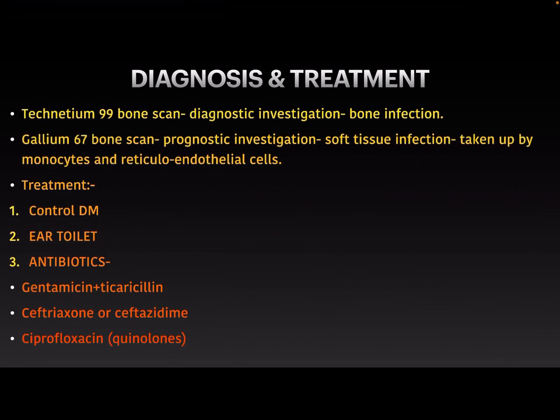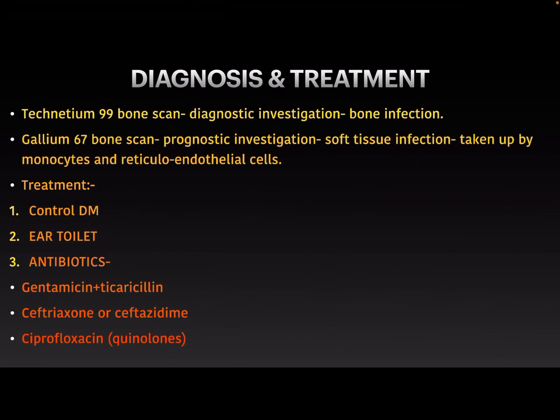Moving on, diagnosis and treatment. So what do you do for diagnosis? First you have to see if the bone has already been involved. So for that you can do a technetium 99 bone scan, and this is a diagnostic investigation for bone infection. You can see if the bone is involved by doing this scan, but you cannot use it as a prognostic investigation. Why? Because once you give this patient technetium 99, the patient will remain positive for a year. So you can't really use that as a prognostic investigation because the patient will always show it as positive.